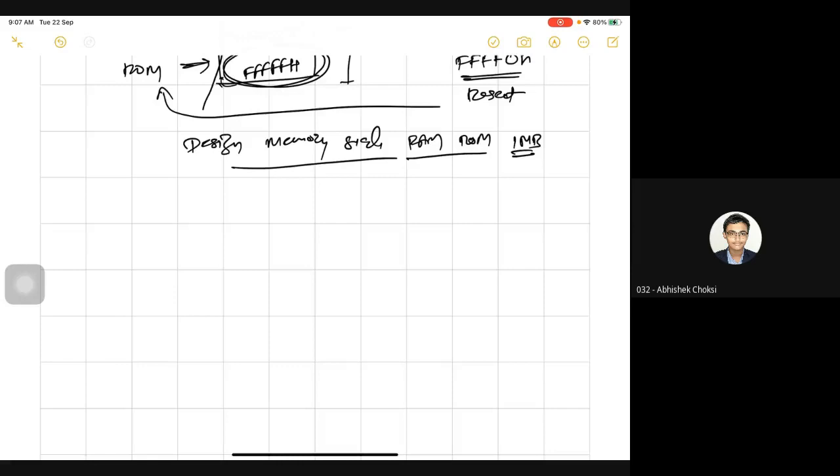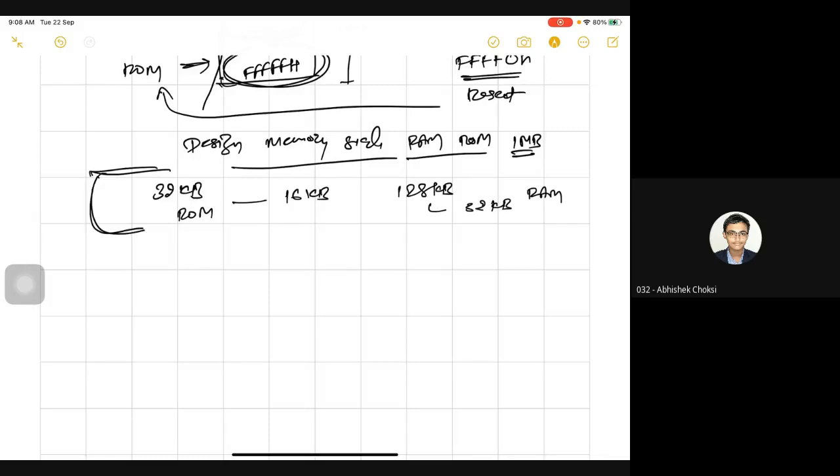Now a question can come like this: design an 8086 system where you need to attach 32 KB of ROM with 16 KB chips, and you need to attach, suppose, 128 KB of RAM with 32 KB RAM chips. This is my example definition. I need to attach RAM and ROM with my 8086 such that I can make this configuration. Clear?